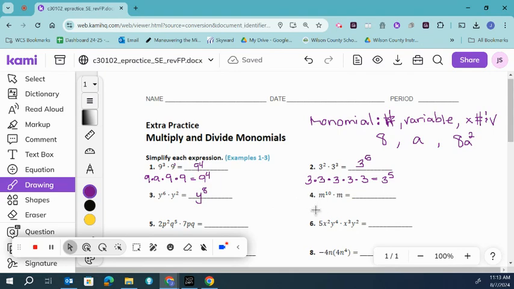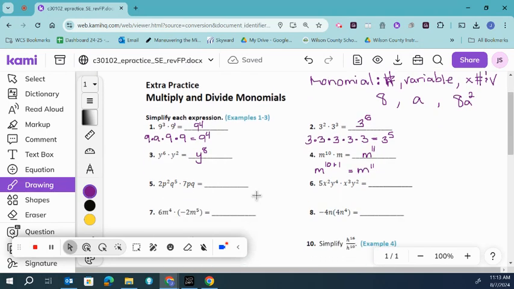M is my base. 10 is my exponent, and remember, if there is no exponent, it's an imaginary 1. So I have m to the 11th power. Don't forget to add that 1 though, because m to the 10th would not be the correct solution there.